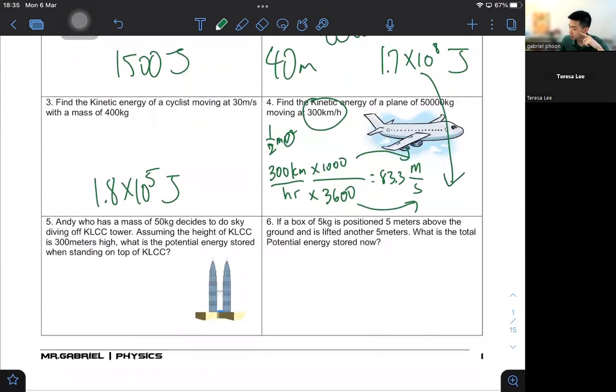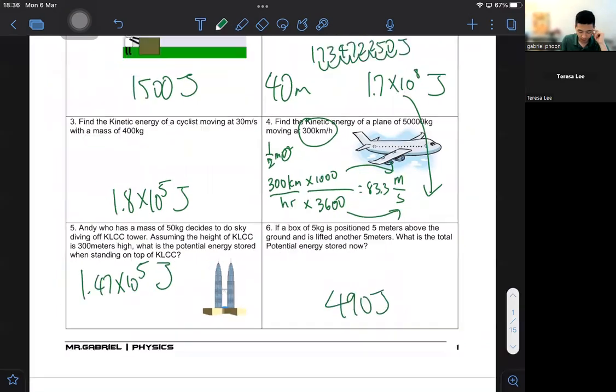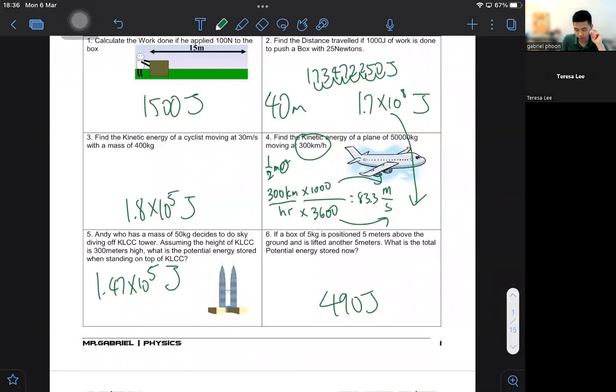Then this one here, come on, your units there. You should get 1.47 times 10 to the power of 5 joules. And this one you should get 490 joules. Did you get everything else correct? Yeah.